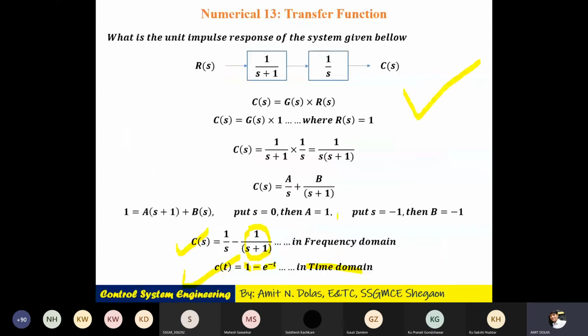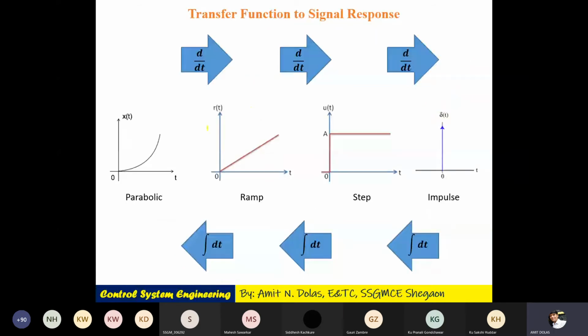Now next, the numericals are somewhat different. Before that, we have to understand, if I want to convert some signal into another, what is the procedure? So here you can see some signals are there. Here is a parabolic signal. Is the PPT visible to you? Because this PPT is important to solve the further problems.